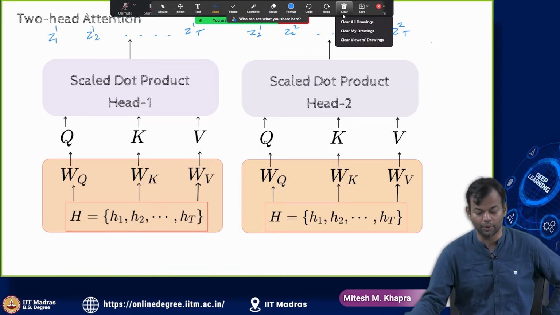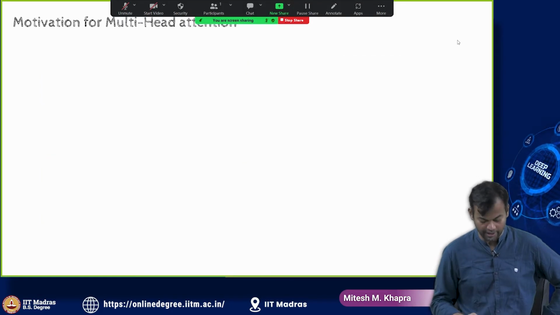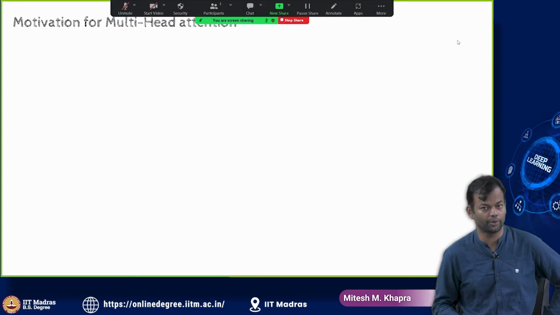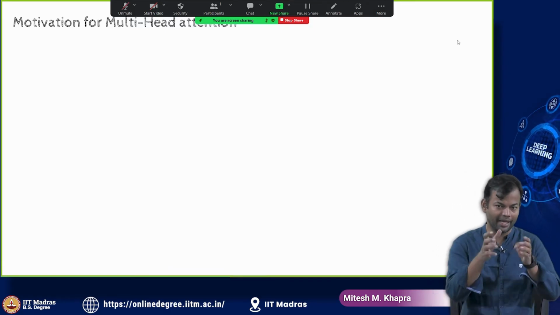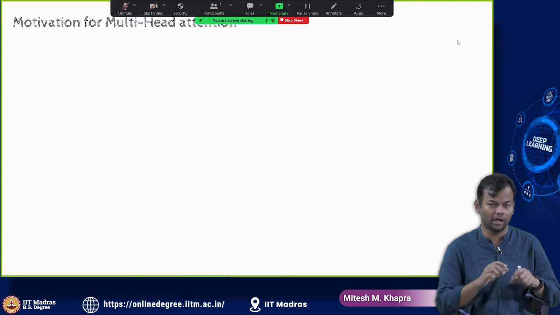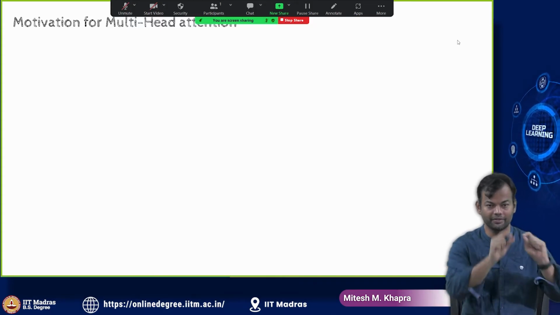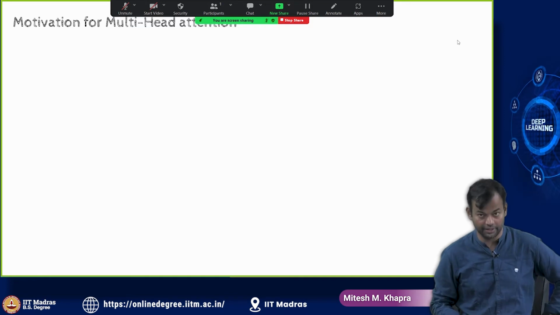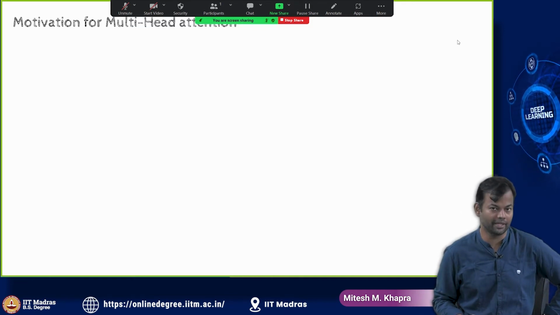But first, let us motivate, right? Why would you need multiple heads? And we have already seen this in a different context before, right? So we want to motivate multiple heads in attention, right? So one head is one scale dot product unit, which gives you Z1 to ZT, right? The representation Z1 to ZT, and I'm making a case for many such heads. So why am I doing this?